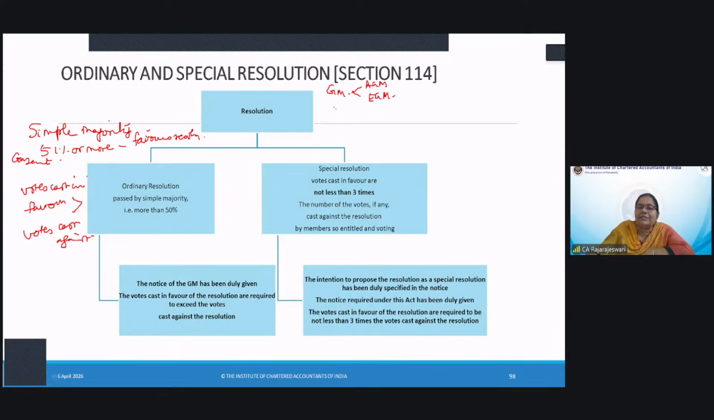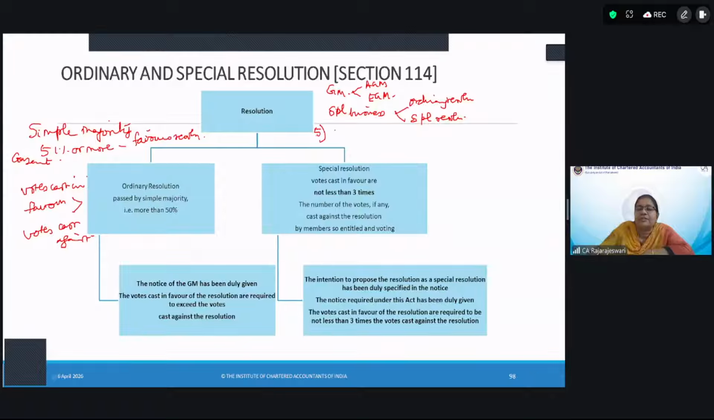Ordinary business, special business is there. For a special business, it could be passed by an ordinary resolution, or it could be passed by a special resolution. So in that notice, you have to specify the nature of the resolution that the company is intended to pass. So we used to give it as "to consider".